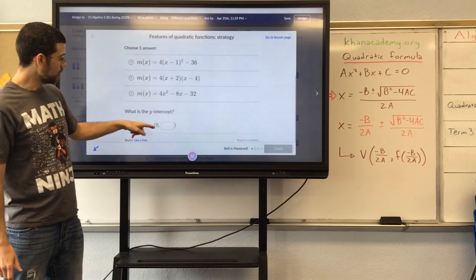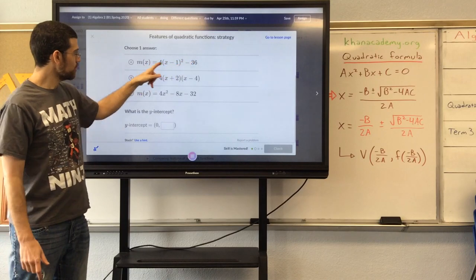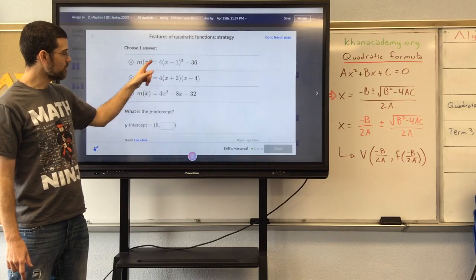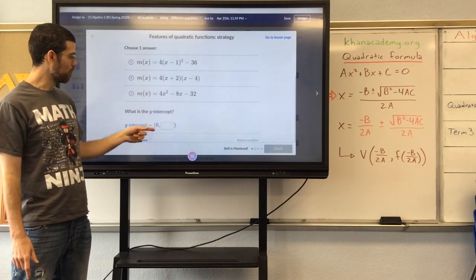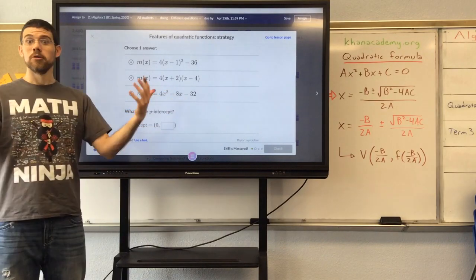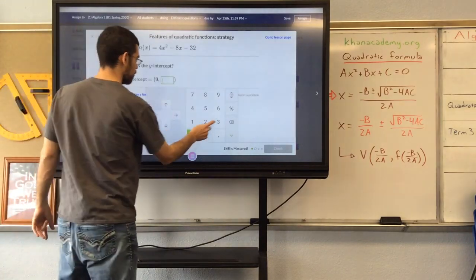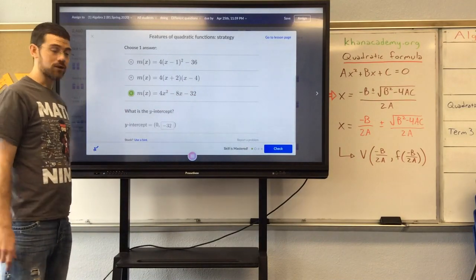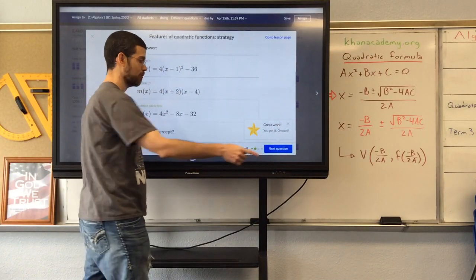If you substitute 0 for x, this is still not super easy to calculate. It's not obvious. This one, you'd have to do 4 times 2 times -4, which isn't hard, but look at what happens with the standard form. If x is 0, 0 minus 0 minus 32. That's very simple. You know right away it's -32. So we'll put in -32 and we'll pick the standard form of the equation. Easy to get the y-intercept from the standard form.